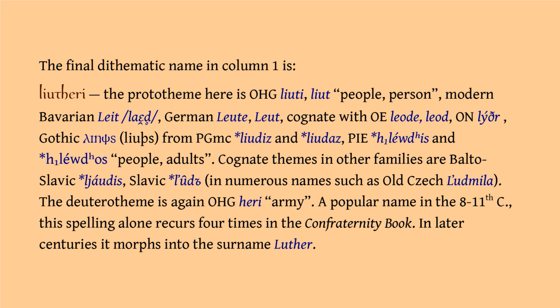Cognate themes in other families are Balto-Slavic Gliaudas, Slavic Lyuda, in numerous names such as Old Czech Lyudmila. The deuterotheme is again Old High German Heri, army. A popular name in the 8th to 11th century, this spelling alone recurs 4 times in the Confraternity Book. In later centuries it morphs into the surname Luther.